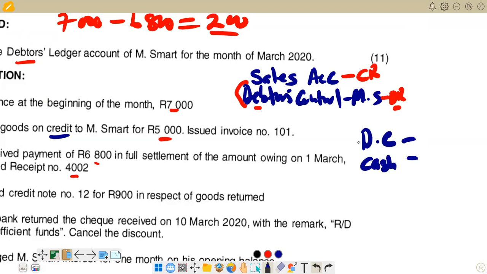Then obviously our debtors control, we are going to the opposite side, that is the credit, so that we remove the balance that's on the debit. So we are crediting now. Here we are crediting the debtors control. And then on the cash now we debit. We debit with 6,800. So we have got 6,800 that is there.